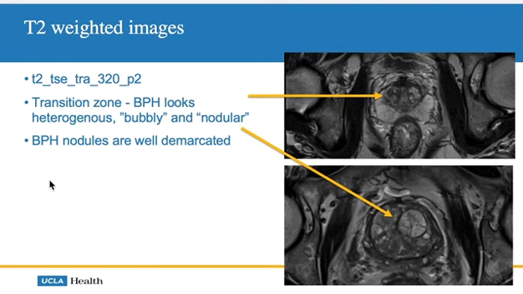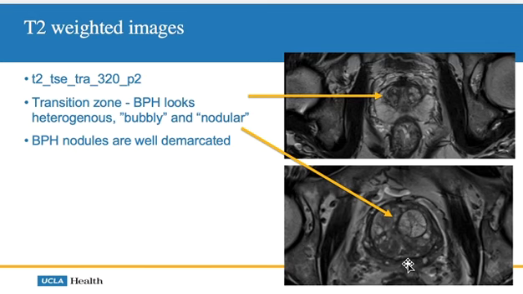So again, these are some examples. These are some normal findings. Again, these are the 320 T2 sequences. And what I wanted to demonstrate here is some examples of BPH. So this is that first prostate we looked at, and you can see here this BPH area. It looks sort of nodular, it's heterogeneous, it's kind of bubbly. There are some areas of hyperintensity and hypointensity.